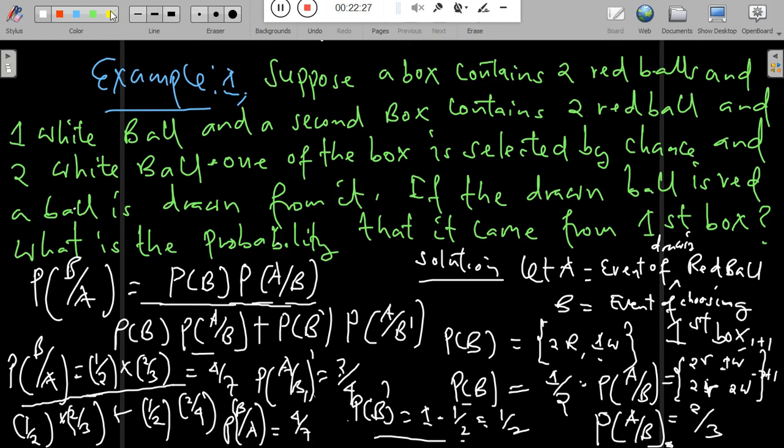This is to say, we can conclude now that the probability of coming from the first box, given the drawn ball that was red, is equal to 4 over 7. So that is the answer, 4 over 7. So that is how we solve simply about Bayes' theory.